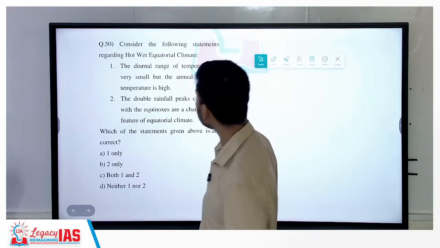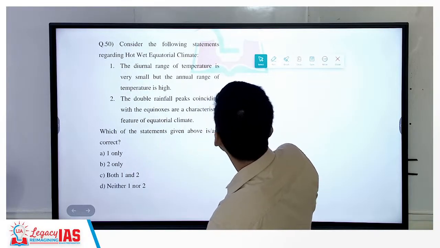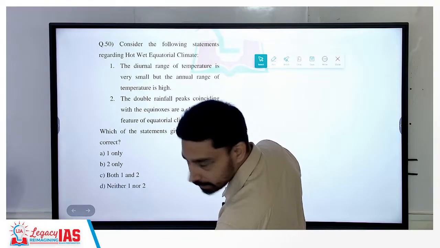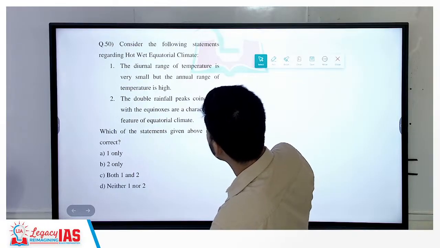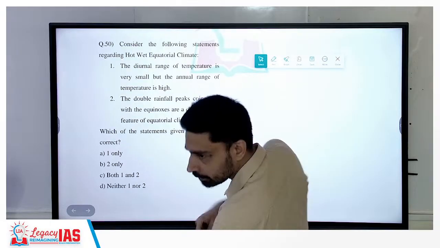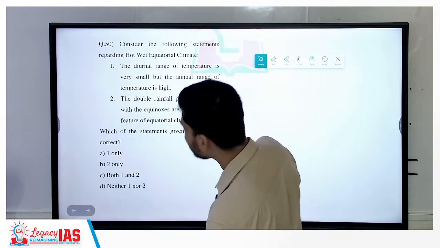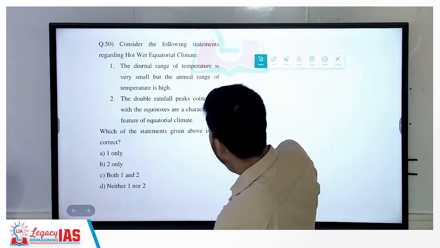Consider the following statements regarding hot wet equatorial climate. Diurnal range of temperature is very small, but the annual range of temperature is high. True or false? False. Both diurnal and annual range are very, very small. Double rainfall peaks coinciding with equinoxes are a characteristic feature of equatorial climate. True or false? Correct. We have discussed the spring equinox and autumn equinox, when the sun is directly overhead at the equator. That's why you have the highest amount of rainfall. So what is the correct option? B.